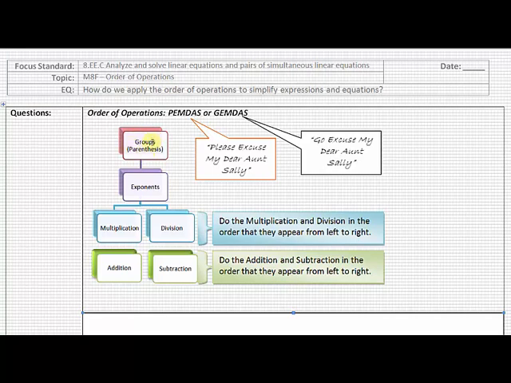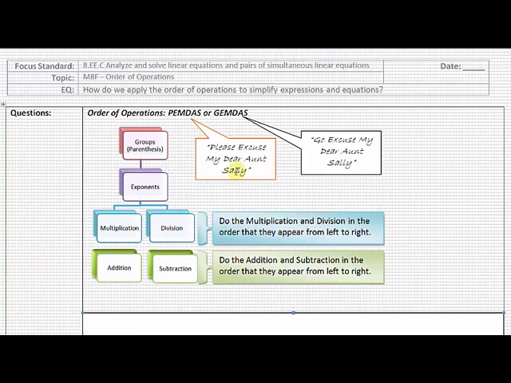After taking care of any groups, we then look for exponents. Then we read the problem from left to right, looking for any multiplication and division. So this can actually swap. So as it says over here, we do the multiplication and division in order that they appear from left to right. Then lastly, the final operations we look for and work on are addition and subtraction. And just like multiplication and division, we do the addition and subtraction in the order that they appear in the problem as we read it from left to right.